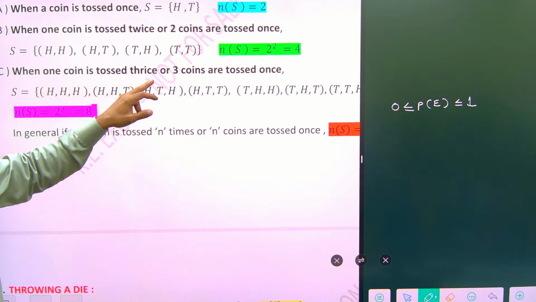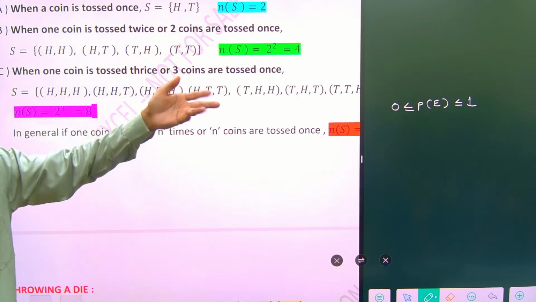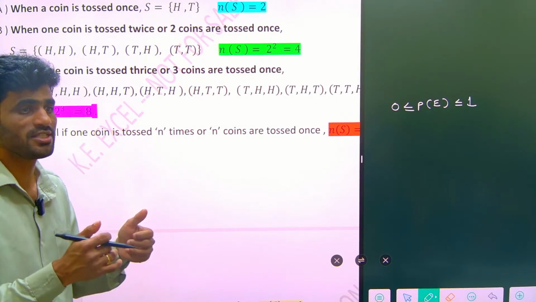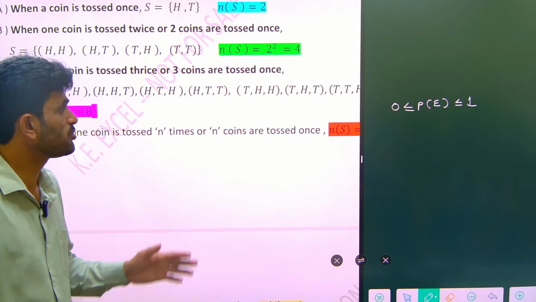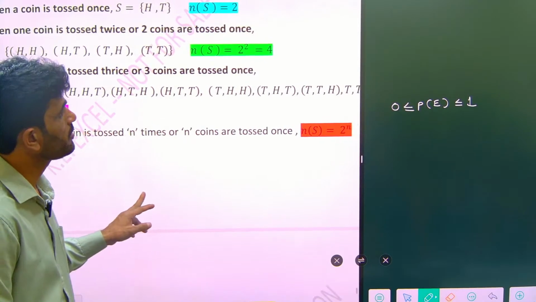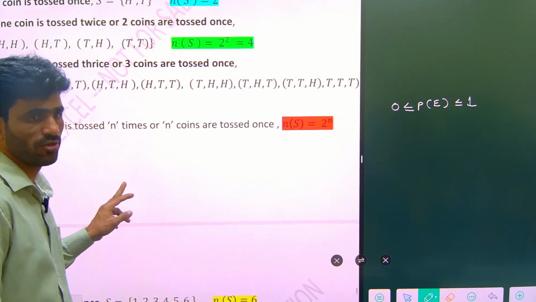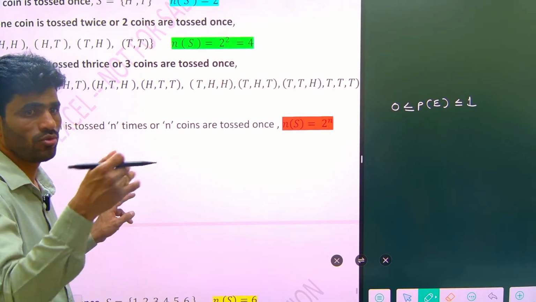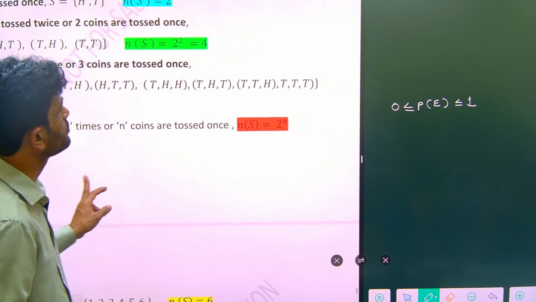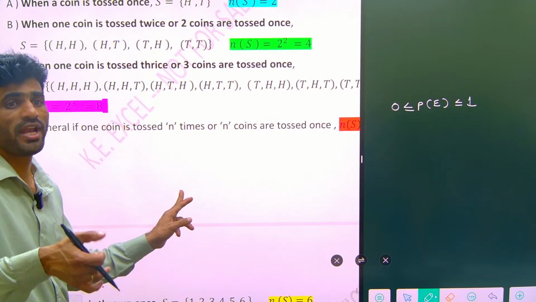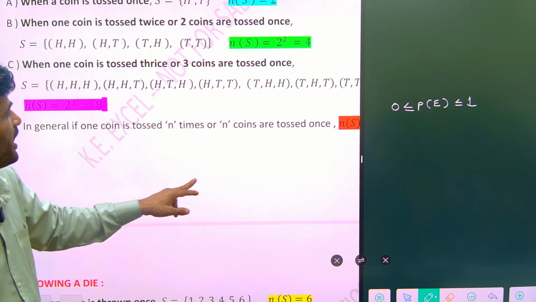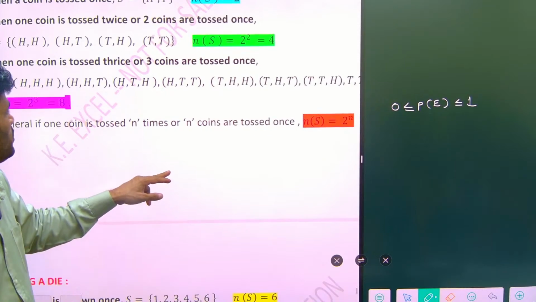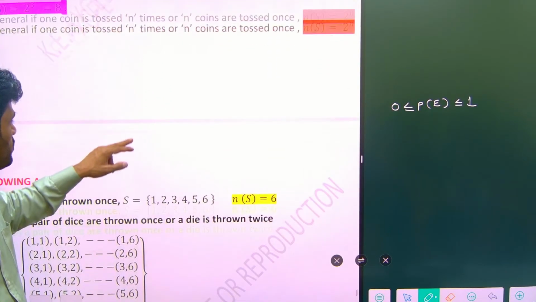When one coin is tossed thrice, or 3 coins are tossed once, both are the same. One coin tossed 3 times, or 3 coins tossed simultaneously at a time. In both the cases, you have to follow the same concept. What concept? I told you just now, if you are unable to remember, coin 1, coin 2, coin 3: 4, 2, 2, 1, 1. And here the formula is 2 power 3. If n coins are tossed simultaneously, the formula is 2 power n. 1 coin 2 power 1, 2 coins 2 power 2, 3 coins 2 power 3, 5 coins 2 power 5, n coins 2 power n.